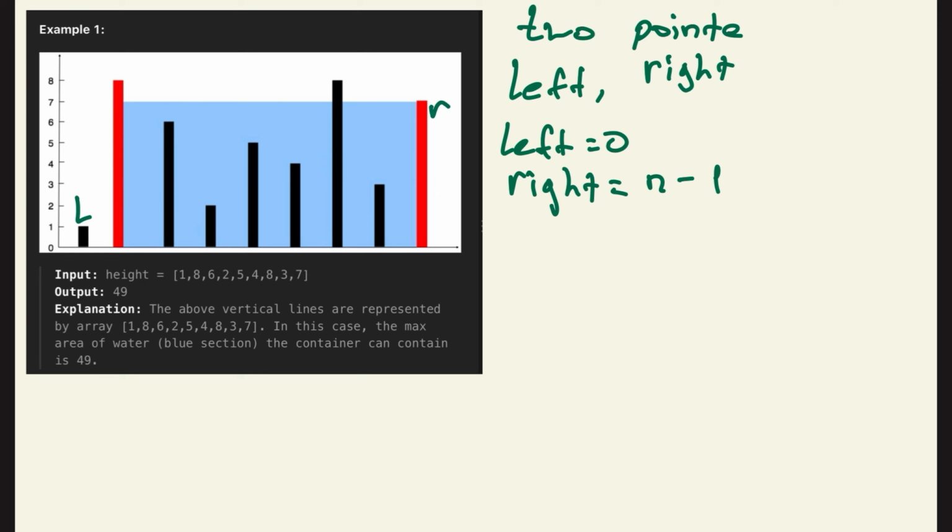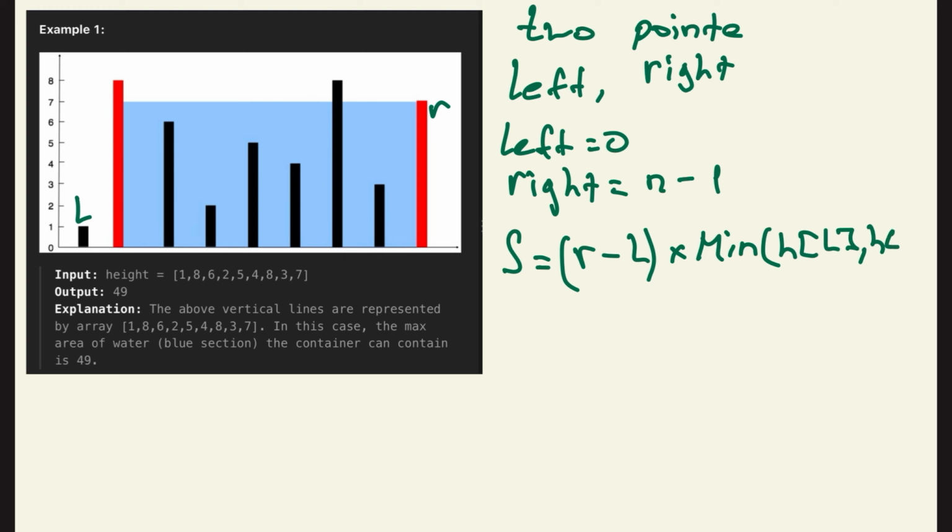So we need to move them and calculate the area. The area is r minus l, multiplied by the minimum of height left and height right, because if we take the max, like 7 and 1, the area will be 7 multiplied by r minus l.